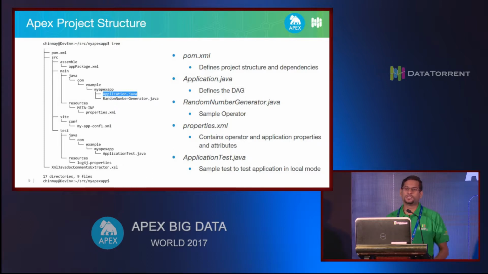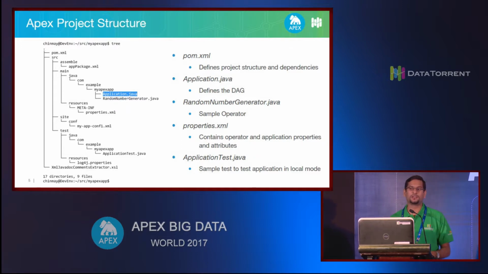So this particular file contains how to configure the operator for dynamic properties. There's a possibility that when you create an application, you might want to run it with different properties, maybe with different Kafka servers, with different file locations, and so on. So this is the place where you configure the application or configure the operators to do the right thing.